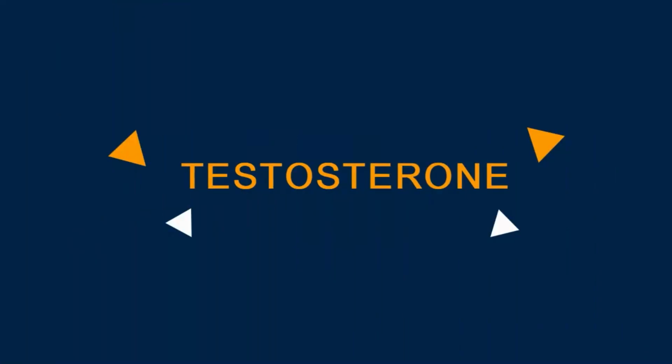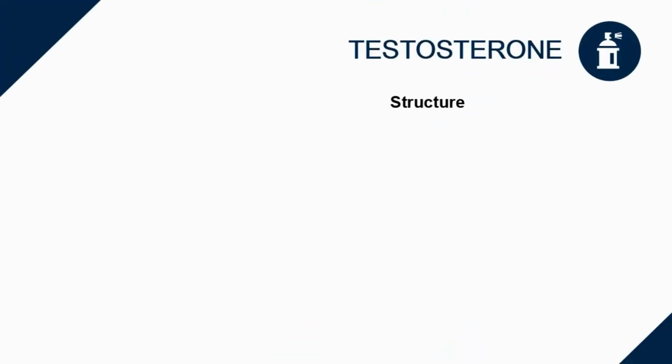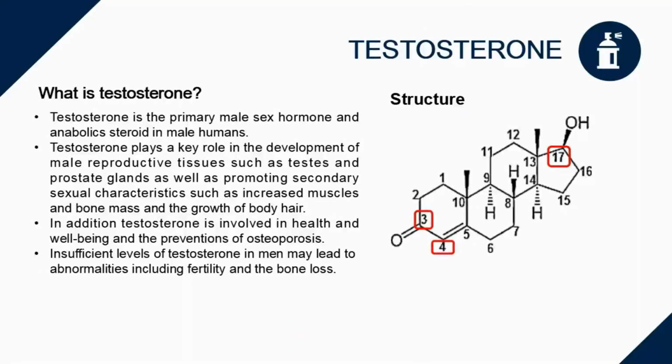The next molecule is testosterone, which comprises carbon 19, hydrogen 28, and oxygen 2. You can see over here in the structure of testosterone, there is a presence of a carbonyl group at carbon number 3 and a double bond at carbon number 4 in the first ring, in addition to the hydroxyl group at carbon 17 position.